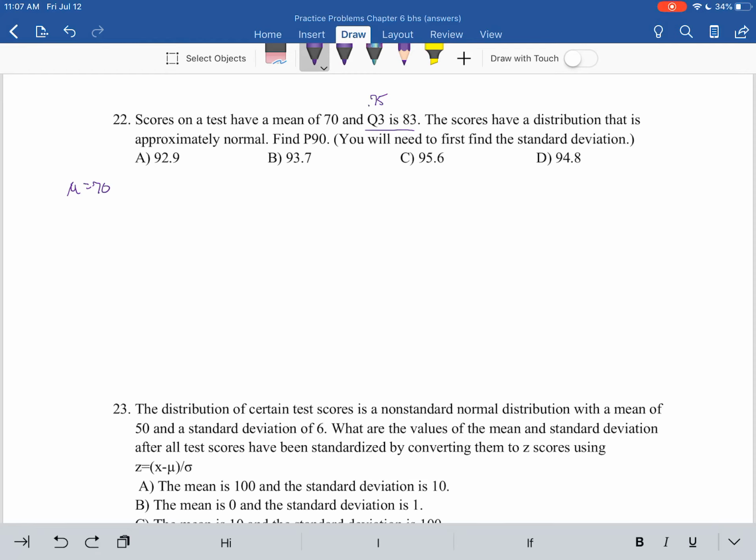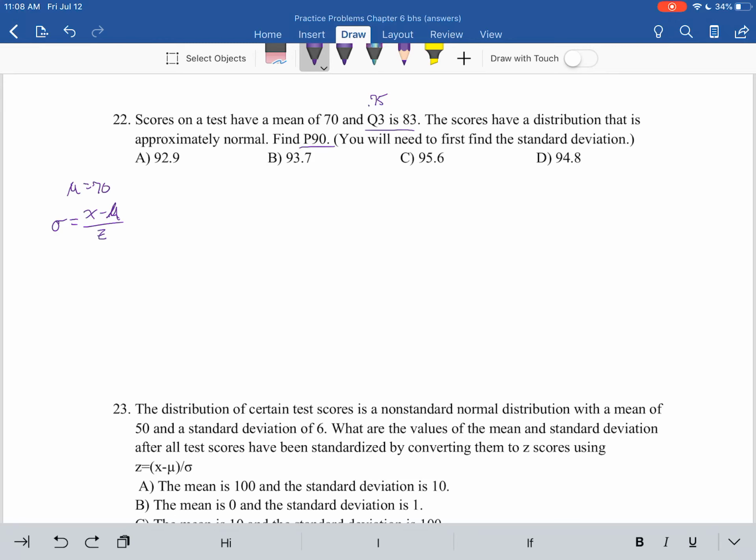The scores have a distribution that is approximately normal. We want to find the 90th percentile, or what is the value of x at the 90th percentile here. So we're given everything but a standard deviation, but we're given quite a lot. If we were to take our z times our standard deviation plus our mean equals x and rearrange that formula to solve for our standard deviation, standard deviation is going to equal x minus mu divided by z.